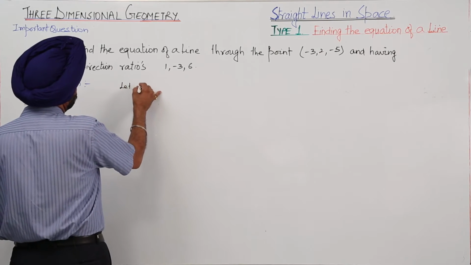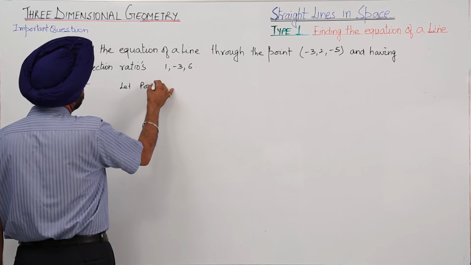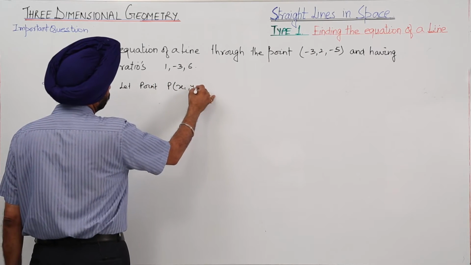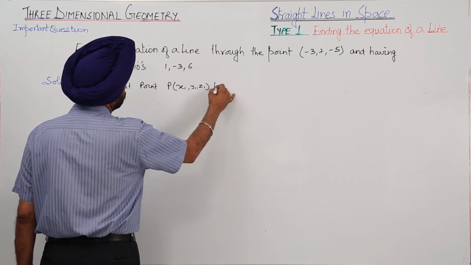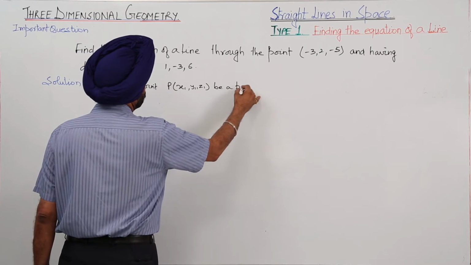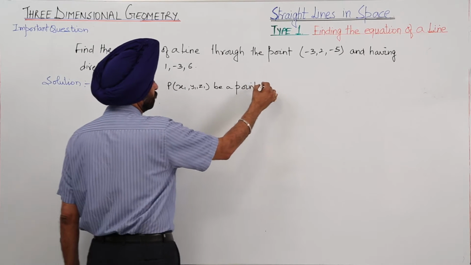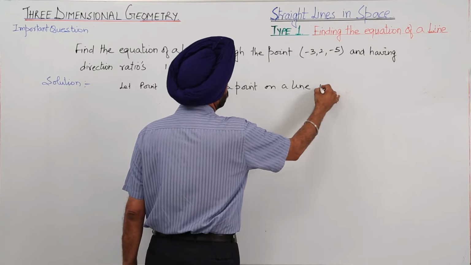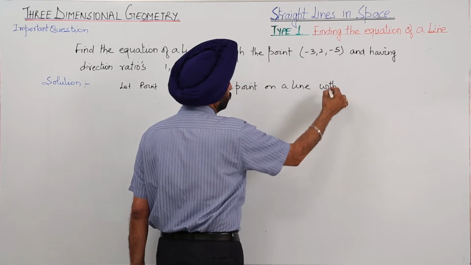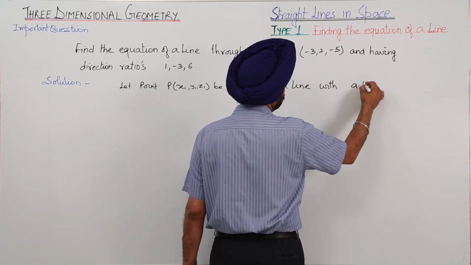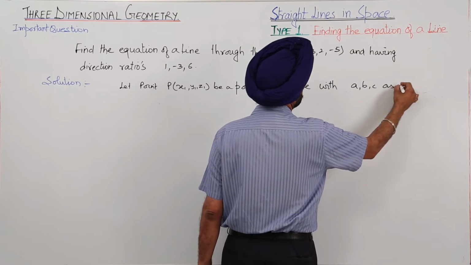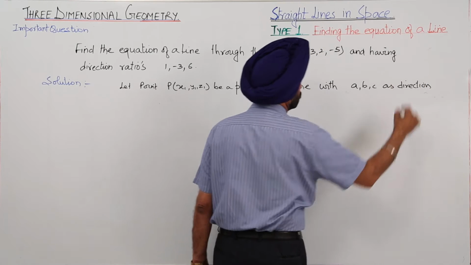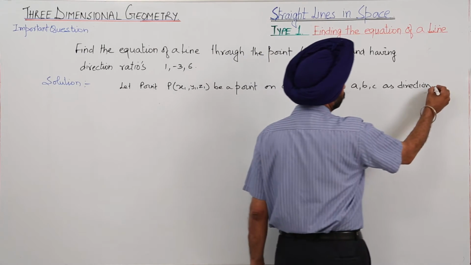Now let point P with coordinates x1, y1, z1 be a point on a line with A, B, C as direction ratios.